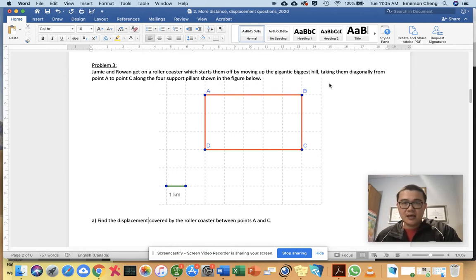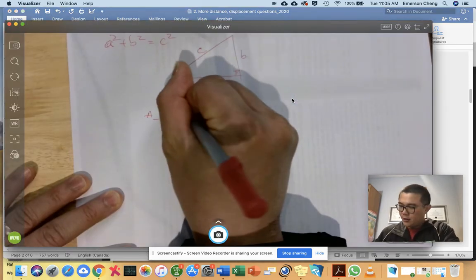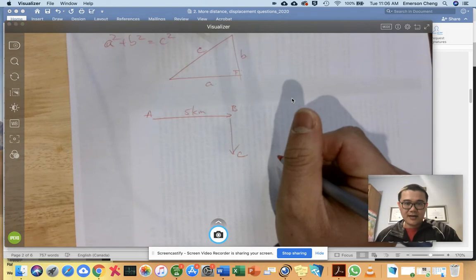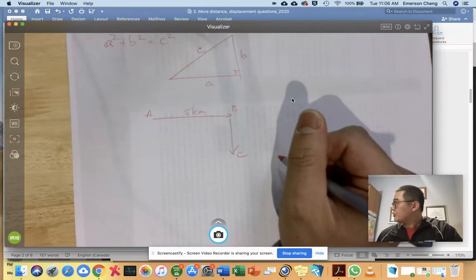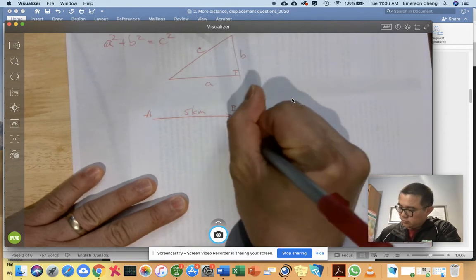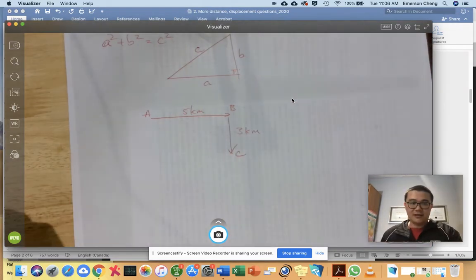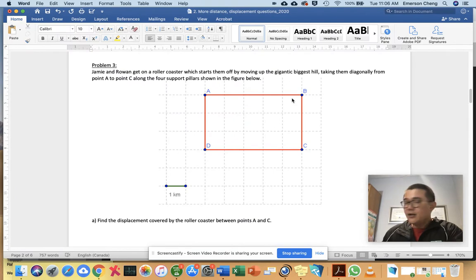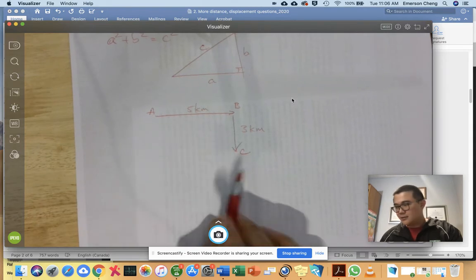So in this case, it is 1 kilometer per little line. So 1, 2, 3, 4, 5. It'll be 5 kilometers here, and then you have 3 kilometers down south. You can actually look down there. You're spying. Okay.